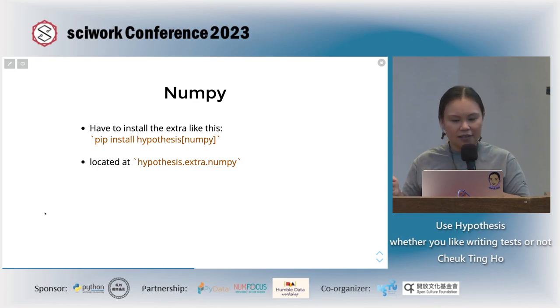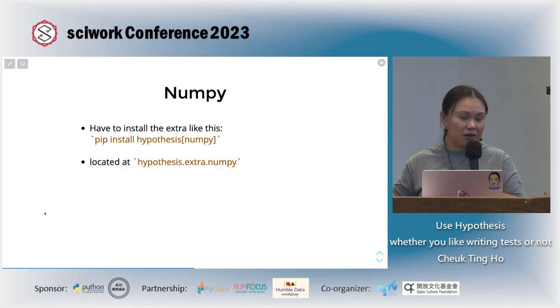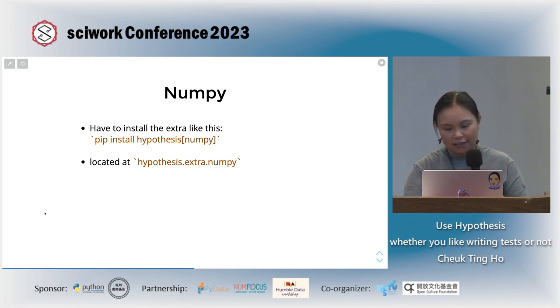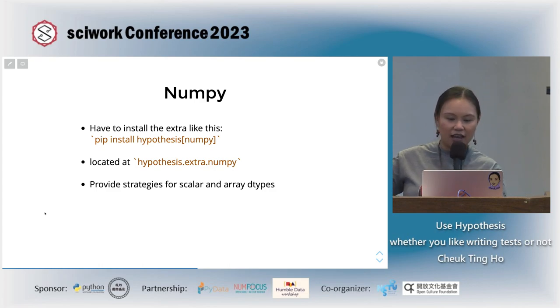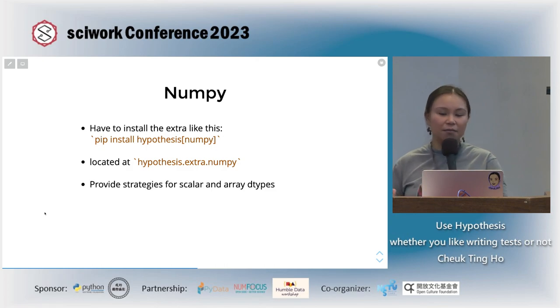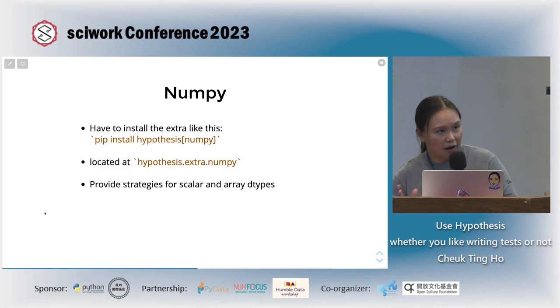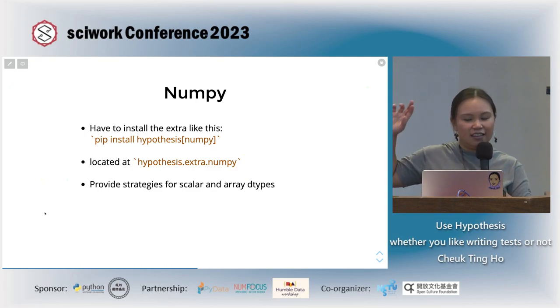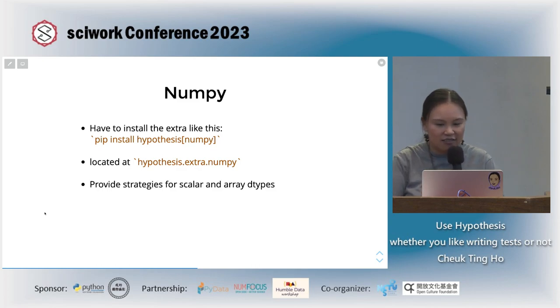So after that, then you have to code it in, right? So what it does is that it will install this NumPy extra into hypothesis so that you can use the strategies inside. So what strategy is good for NumPy? These are the scalar strategy and the array dtype strategy that you may need when you construct your NumPy array, because you want to test a NumPy array that is maybe a random 2D array, or a 2D array with a certain size, but you want the contents to be random, then you can use these strategies to help you generate that NumPy array.